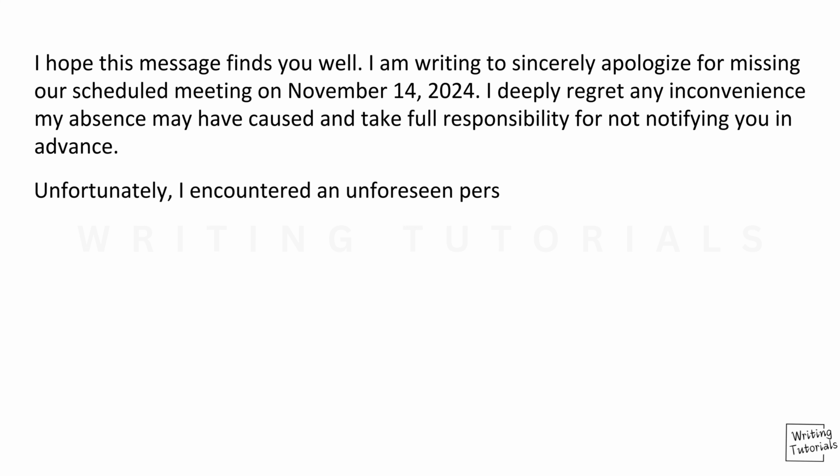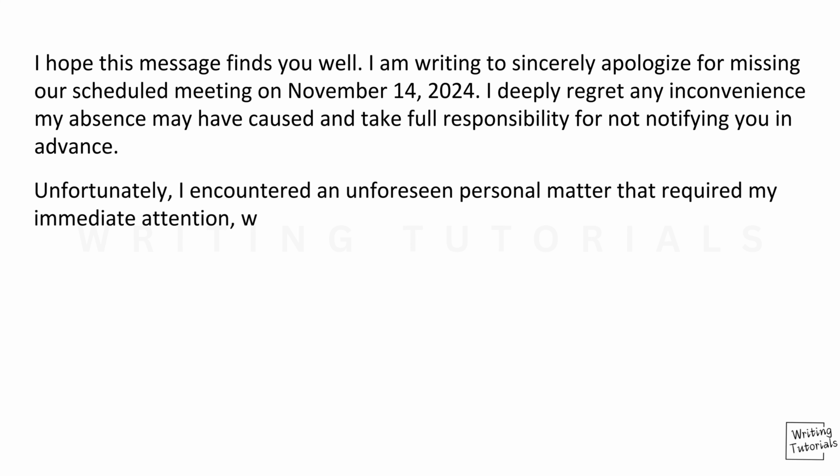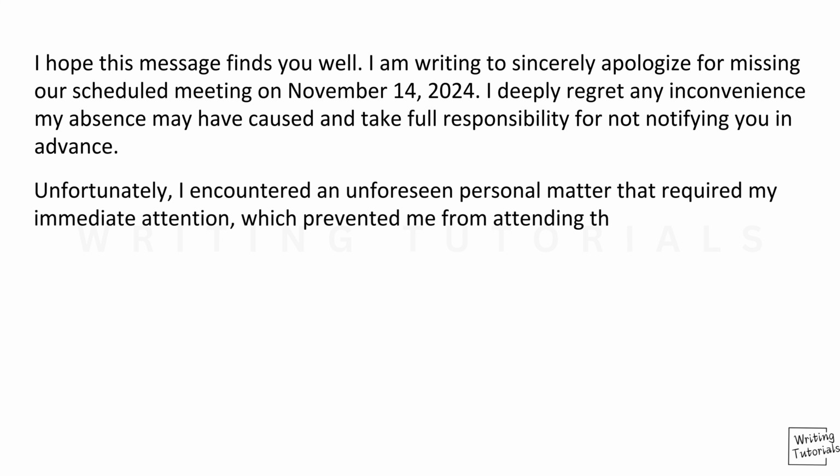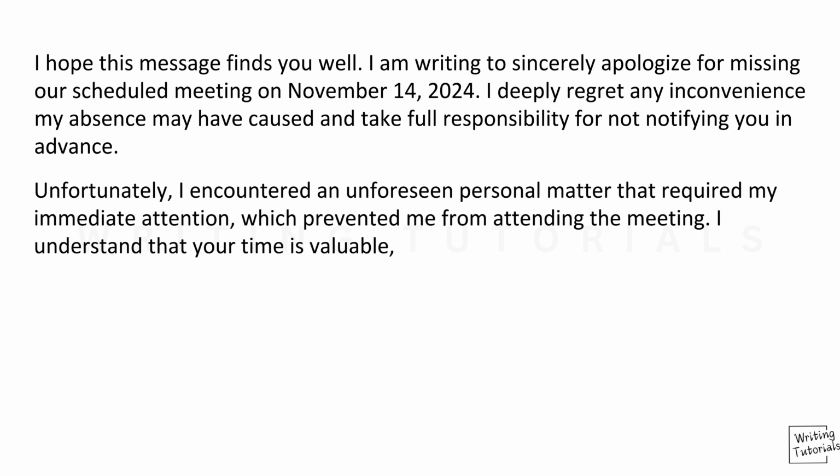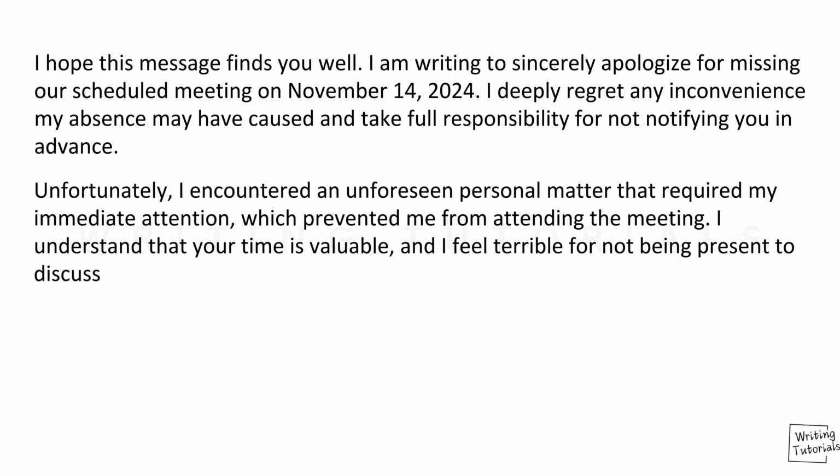Second paragraph, explaining the reason. Next, the writer offers an explanation. Unfortunately, I encountered an unforeseen personal matter that required my immediate attention, which prevented me from attending the meeting. I understand that your time is valuable, and I feel terrible for not being present to discuss the topics we had planned. This paragraph is important because it provides context for the mistake without overloading the recipient with unnecessary details.